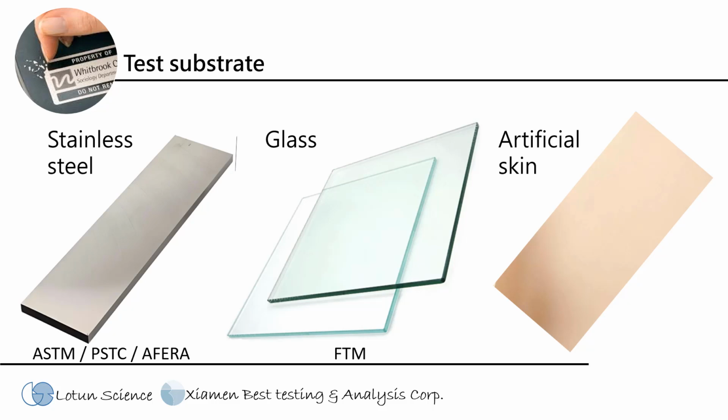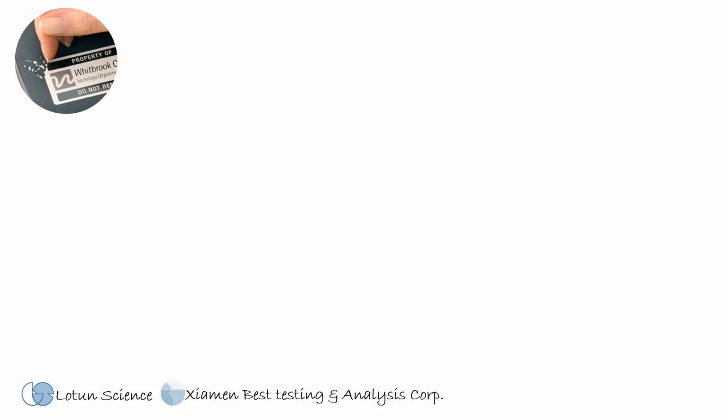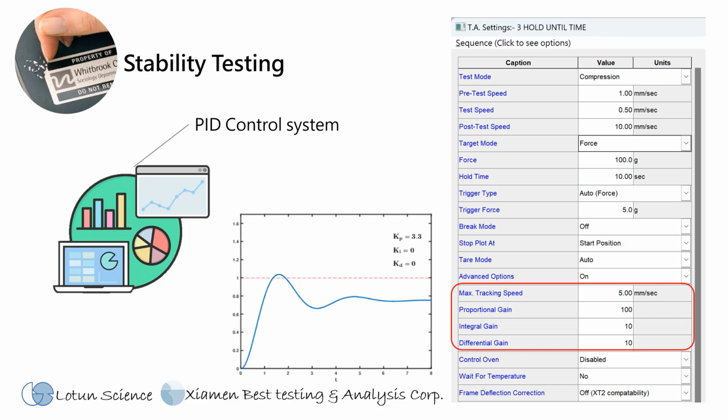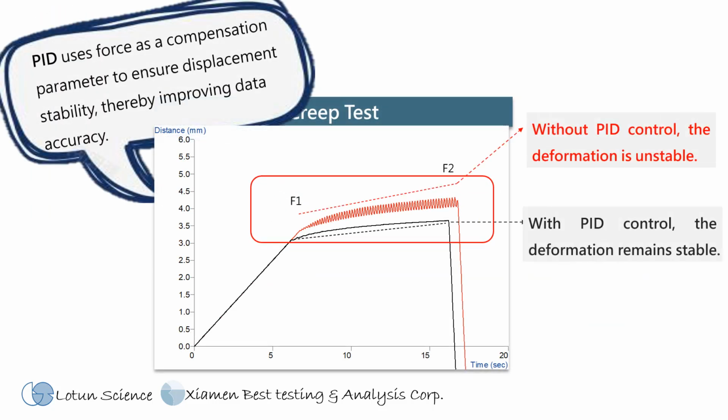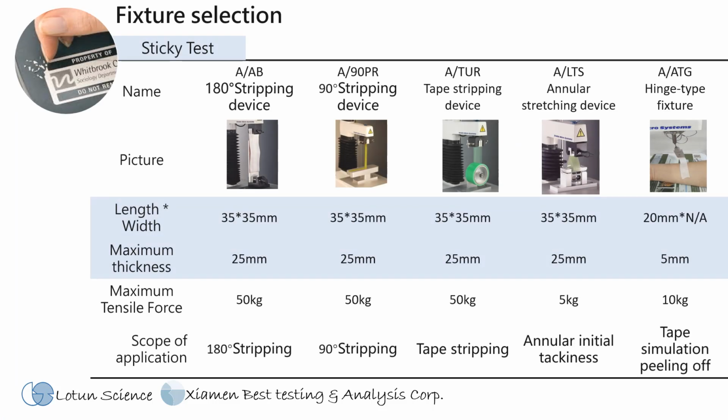Different substrates are used for different test types, for instance, stainless steel for peel tests, glass for tack tests, and synthetic skin for medical patch simulations. In holding power tests, stable mechanical force is essential. A PID control system helps maintain consistent force during testing. Force is stable with PID control, while without it, significant fluctuations occur. Finally, let's review the various devices used in adhesive testing, along with their features and application scenarios.